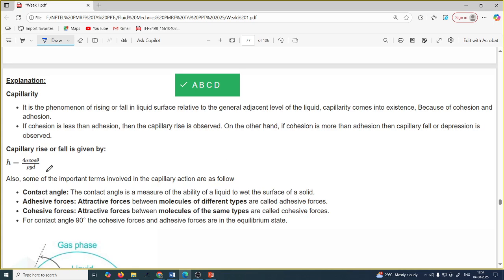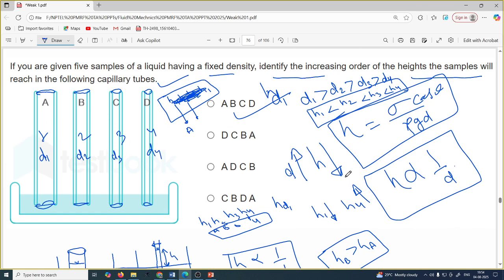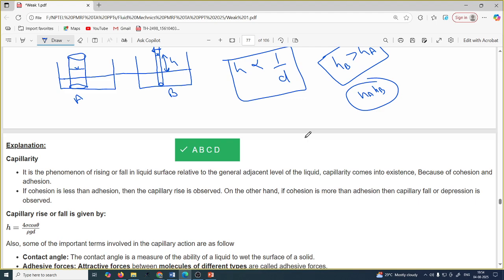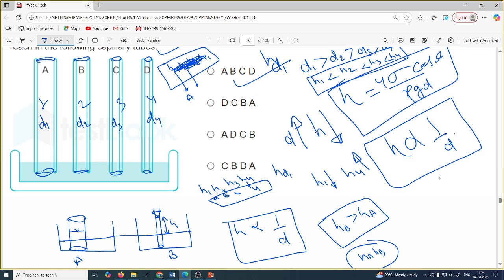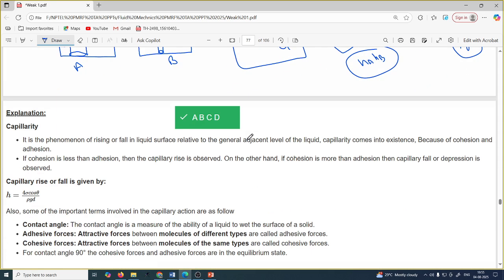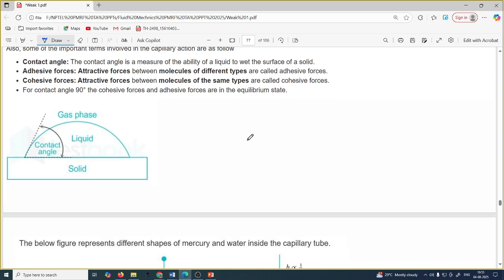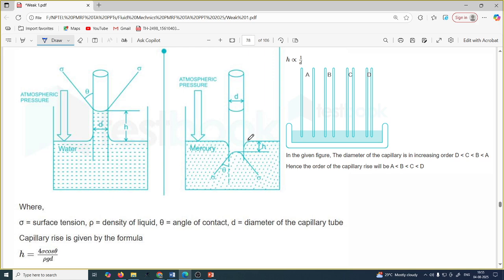Here the formula is given as 4 sigma cos theta over rho g d. Sometimes you can write this formula like that, cos theta divided by gamma, the unit weight of water. This is d, and this is equal to rho g. Okay, now we'll move on to the next question. Here the explanation is given very well.